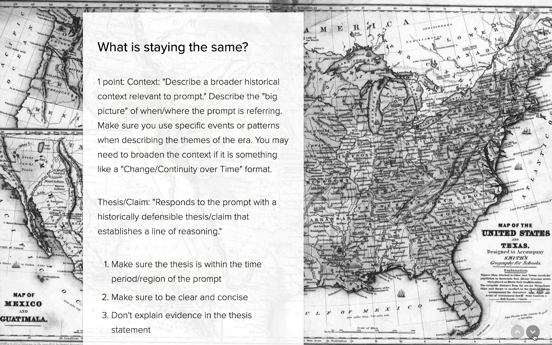And then, of course, we have the thesis and claim, which is the same: responds to the prompt with a historically defensible thesis/claim that establishes a line of reasoning. And some things to remember with this: make sure the thesis is within the time period and region of the prompt, make sure to be clear and concise, and don't explain evidence in the thesis statement. Sometimes we start to try to write our essay within that first paragraph, and we're not trying to do that. We're trying to be very clear. And in general, from what I have seen and discussed with a lot of my colleagues, you're really looking to make about 2 specific points here. That's about the time that we're looking at.